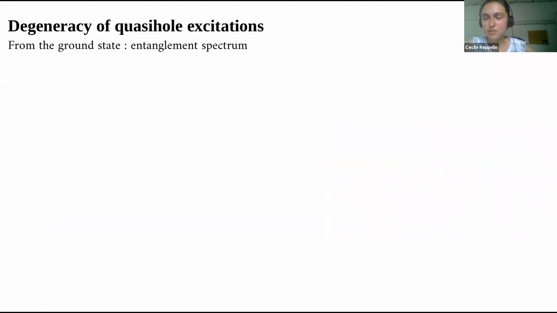Now, it's nice. I can go even one step further, and instead of adding quasi-holes to my system by changing basically the Hilbert space, because I'm adding a flux quantum, I can also do it without changing the Hilbert space, from the ground states directly, the Laughlin ground states, or what you think may be the Laughlin ground state, but you want to check by calculating an entanglement spectrum.